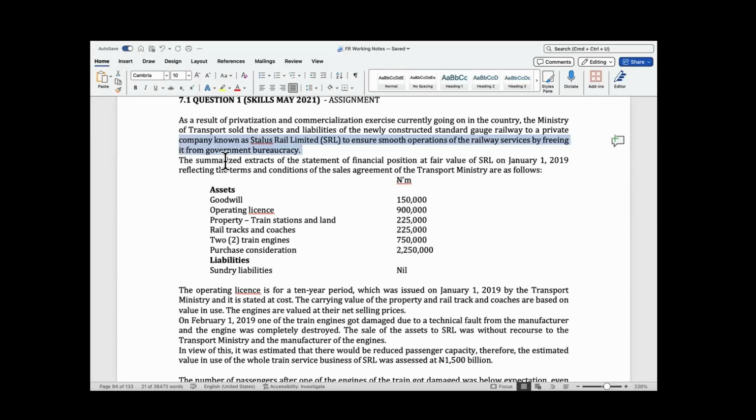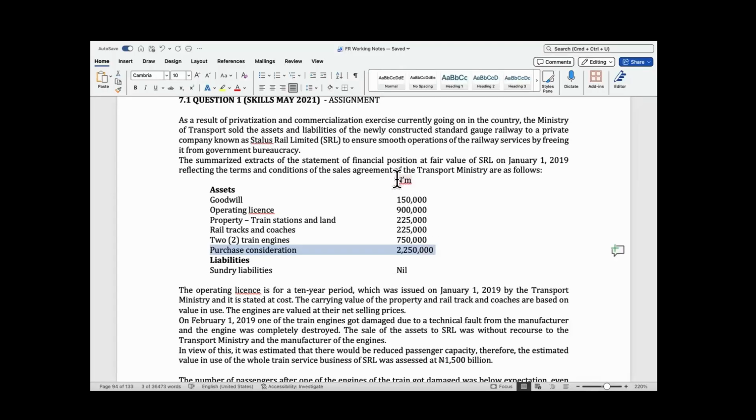We're given the summarized extract of the statement of financial position at fair value of this company on January 1st, 2019, reflecting the terms and conditions of the sales agreement of the Transport Ministry as follows. So these are the assets and liabilities, majorly assets I can see here, of SRL, majorly the assets of the railway that was sold to SRL. Apparently, SRL paid 2.2 million.